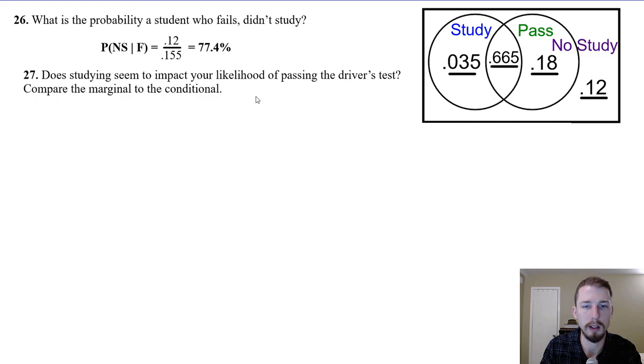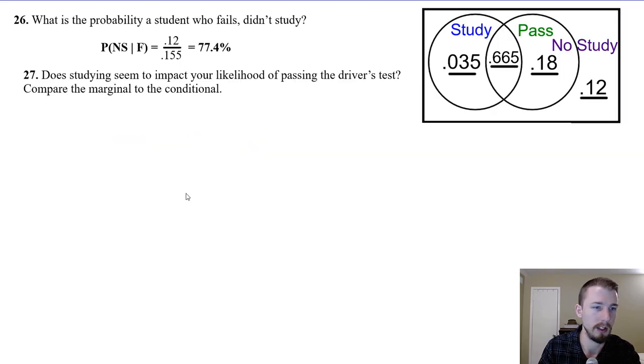Does studying seem to impact your likelihood of passing the driver's test? Okay, so compare marginal to the conditional. Well, we can compare either one of the marginal or conditional probabilities we found. We'll use the last one. So this was the no study rate given failing. So we want to see and compare that to the overall no study rate, which I believe was 30%. Yeah, 30%. And that is not anywhere near the conditional probability of not studying given that you failed. So failing completely changes that probability.